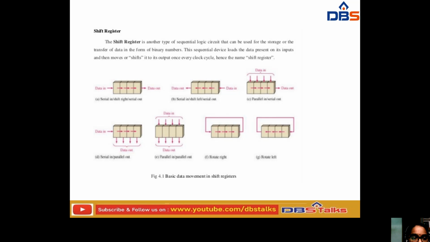From this side the data is out. Serially we are going to process the data, and serially it is going to come out. If you observe this register, this is a serial in, shift left. Here, from the left side to the right side, it is going to transfer the data. Here we are sending the data, and here the data is out.